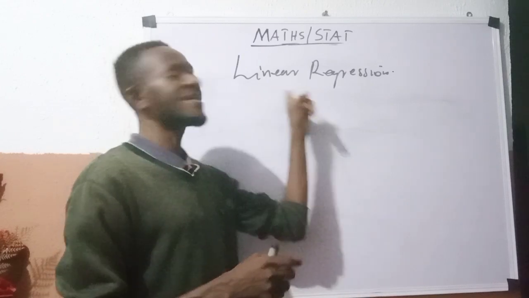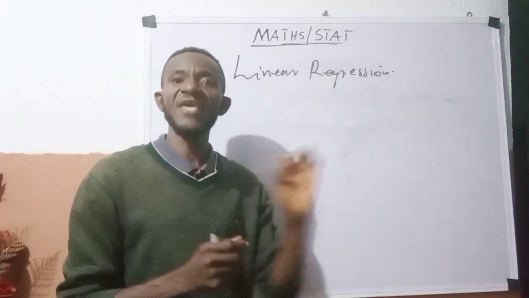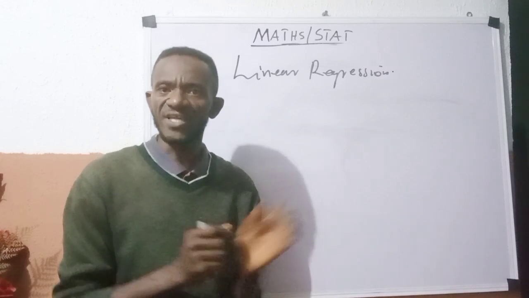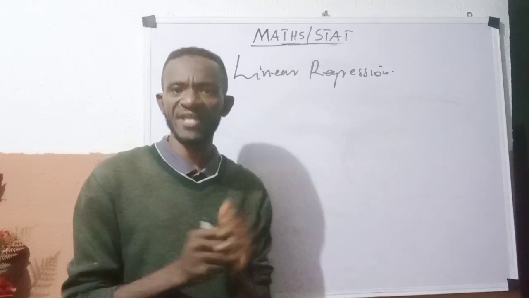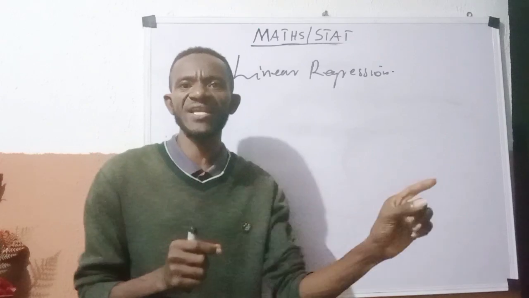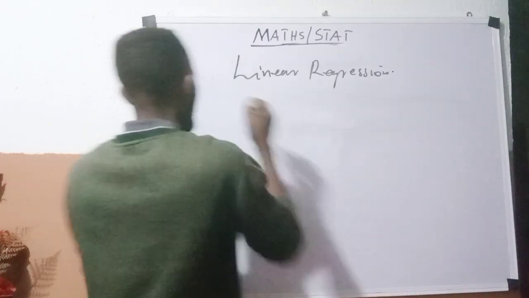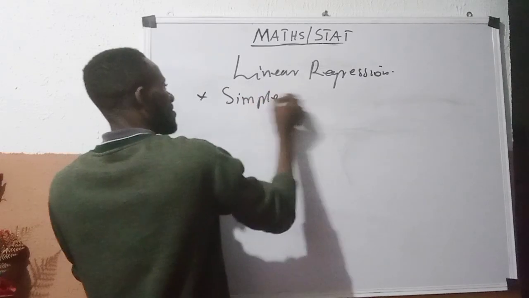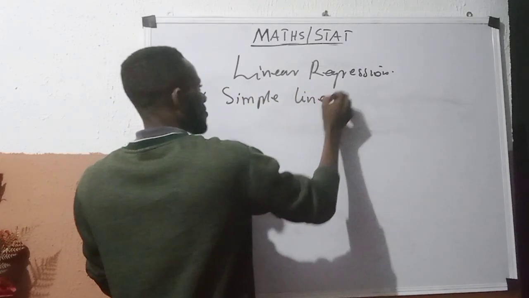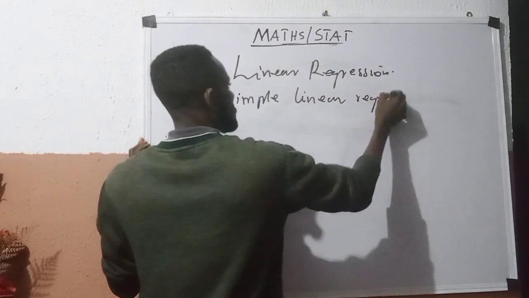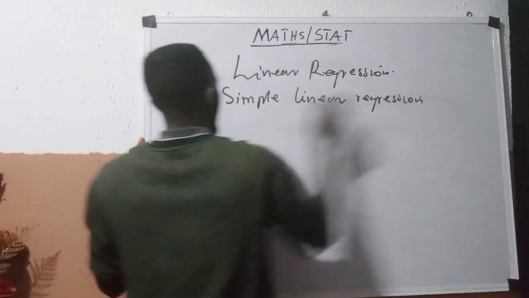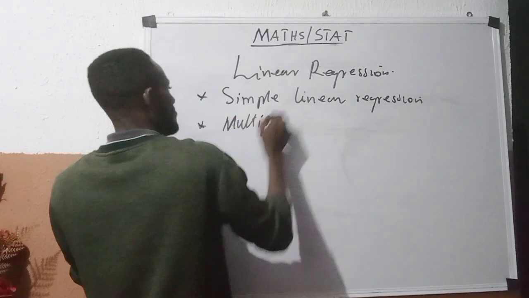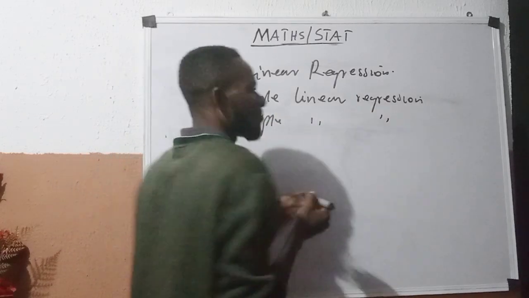And under this linear regression, we equally have two kinds of regression: the simple linear regression and the multiple linear regression. So here we have what we call a simple linear regression, and then what we call the multiple linear regression.